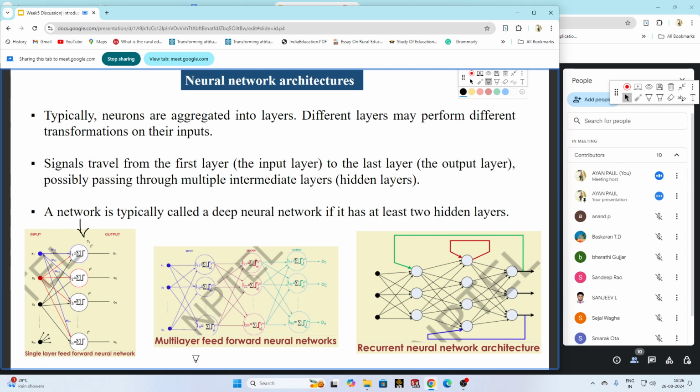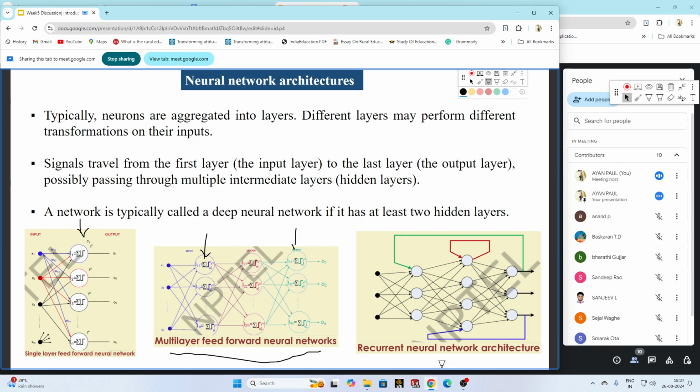Now we have the most common type of neural network, called the multi-layer feed forward neural network, in which you have an input layer, an output layer, and all the layers in between are known as hidden layers. That is the multi-layer feed forward neural network.